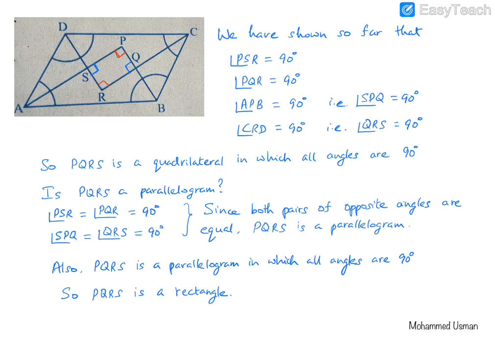So we have proven here that the bisectors of the angles of a parallelogram intersect in such a way that they form a rectangle. Okay, so we have shown this by analyzing each of the four triangles which are formed in this figure and applying some basic rules that we have learned in our previous lessons.